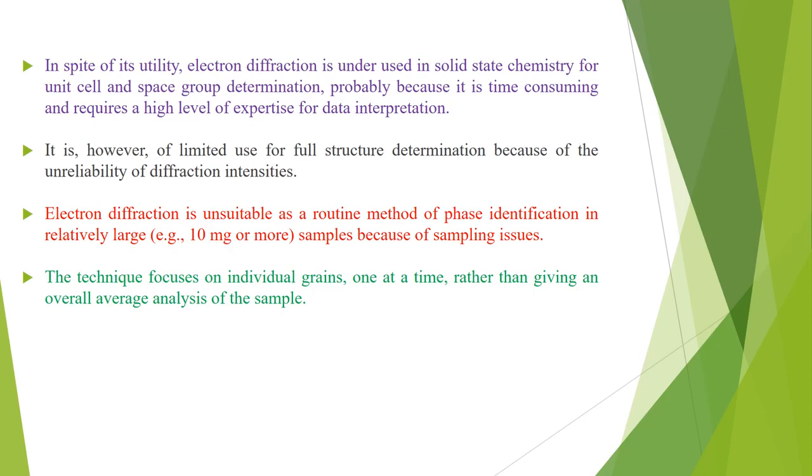Electron diffraction is unsuitable as a routine method of phase identification in relatively large samples, samples of 10 milligram or more, because of the sampling issue. The technique focuses on individual grains one at a time, rather than giving an overall average analysis of the sample.